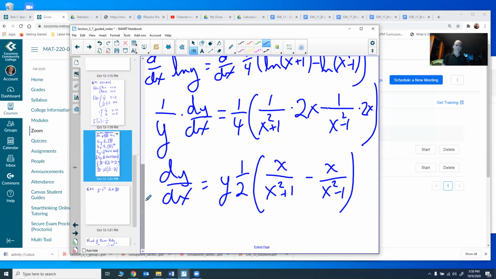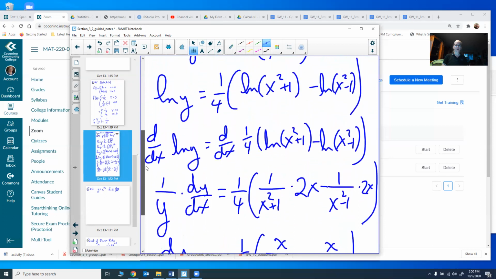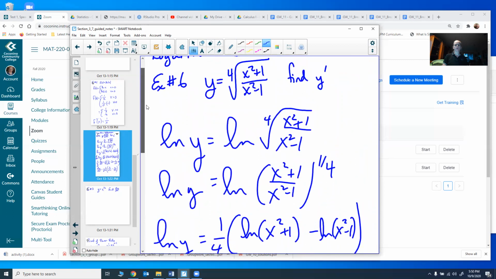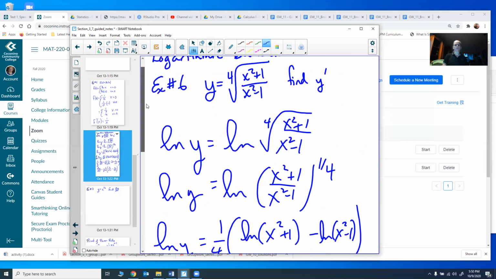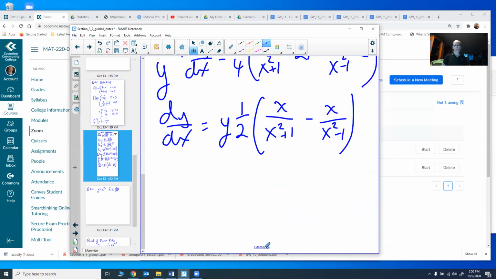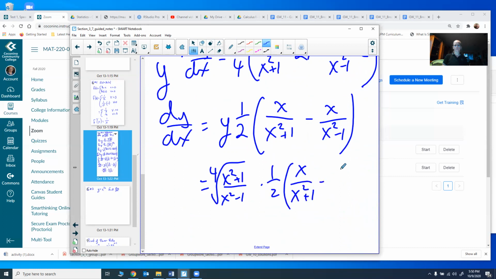But now I got to remember, I don't want a y in there. I want to know what the derivative of y with respect to x is. Y was equal to, way at the top, y was equal to the 4th root of x squared plus 1 over x squared minus 1. So we'll replace that y with what it's equal to. It's equal to the 4th root of x squared plus 1 over x squared minus 1 times the 1/2 times x over x squared plus 1 minus x over x squared minus 1.